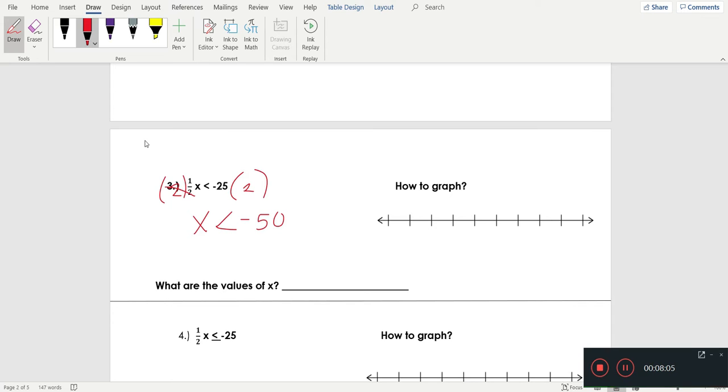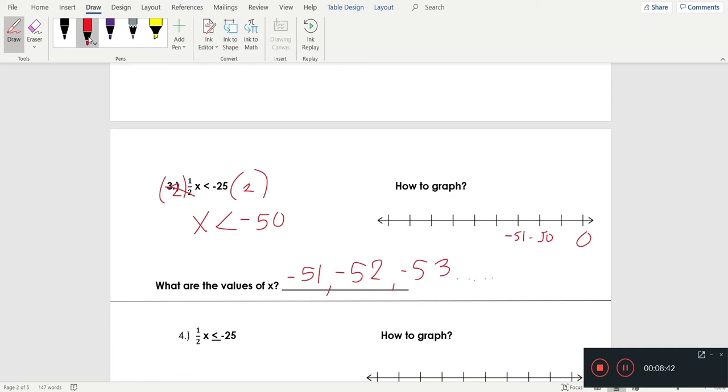So what are the values that are less than negative 50? I will say negative 51, right? Less than negative 52, negative 53, and so on. So if I have 0 here, right? I'll start with negative 50. Oops. 50, 51, 52, and so on, right? My handwriting is bad.